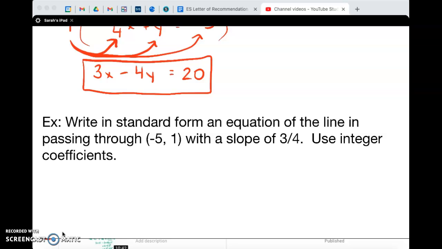All right, here's another one. Given different information, we have a point on the line, (-5, 1), and we have a slope. Do we start in slope-intercept form, point-slope form, or standard form? We should start in point-slope form because we have a point and we have a slope. So how would I write this in point-slope form? y minus 1 equals 3/4 times (x plus 5), because the point is negative 5, so it's minus a negative, which is plus 5. Okay, so this is where I can start, in point-slope form, with the information given. Now I need to convert over to standard form.